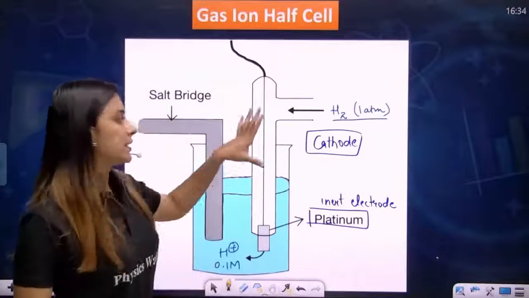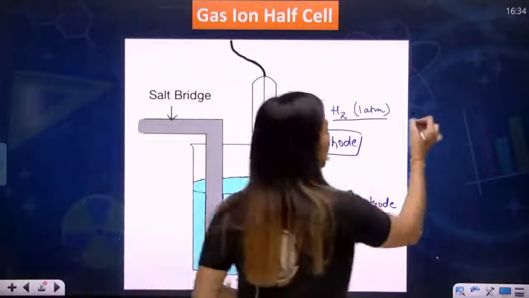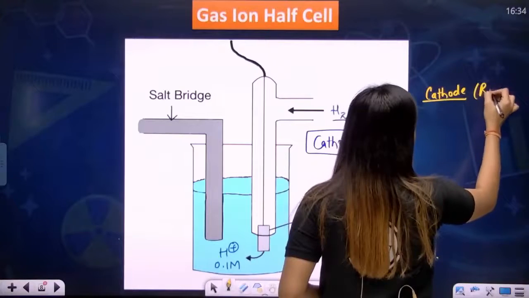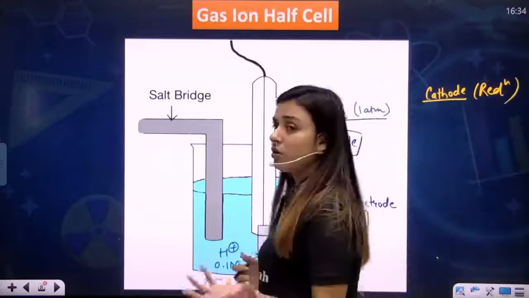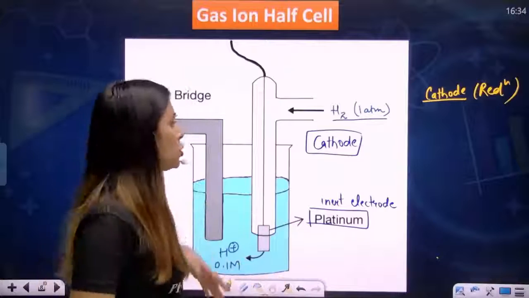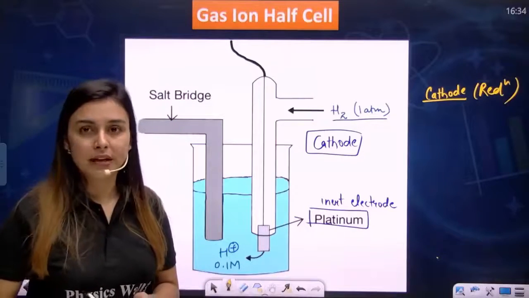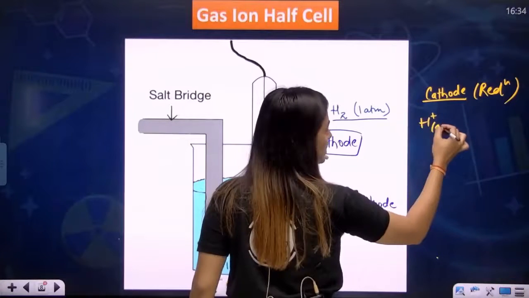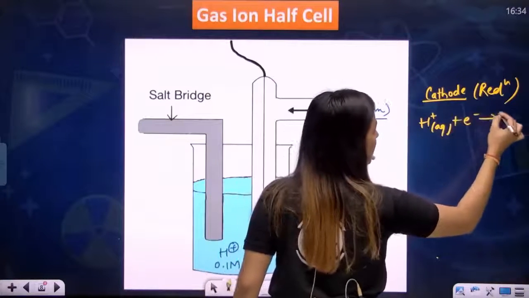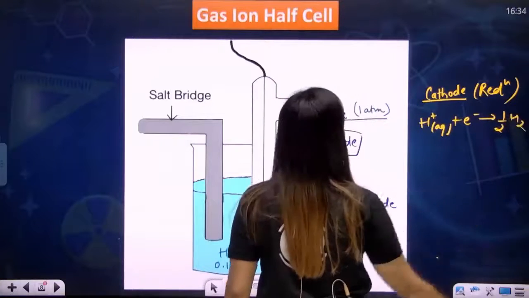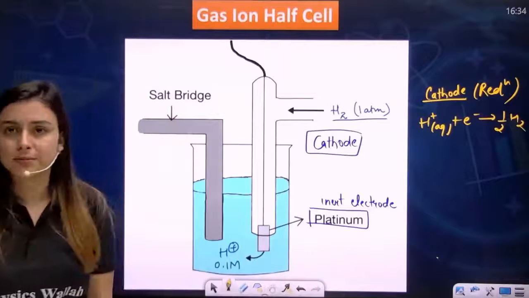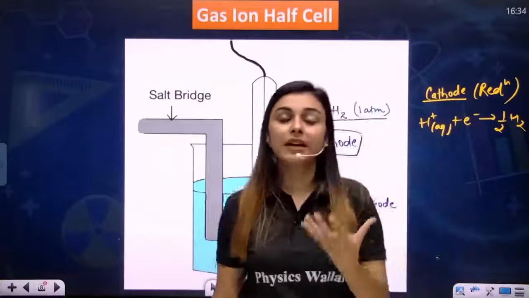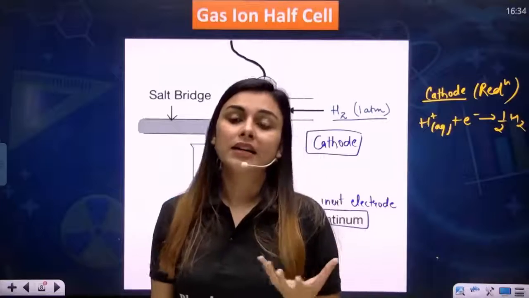Since it is acting as a cathode, definitely reduction is taking place, because cathode means reduction, gain of electron. So this time you have gaining of electron taking place. You know that you have the ion H plus in aqueous state, it will gain an electron and it will give you half H2 gas. This is what will happen if your electrode is acting as a cathode.